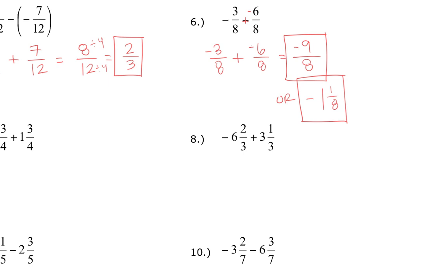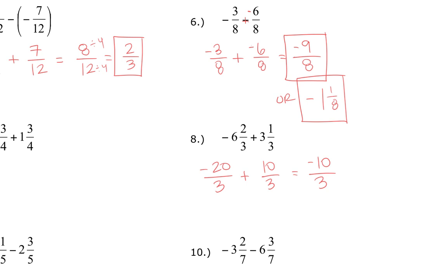So 6 times 3 is 18, plus 2 is 20. So I'm going to make this negative 20/3. Again, I put the negative sign in the numerator. Then the second one would become 10/3 because 3 times 3 is 9 plus 1 is 10. All right, the denominator's already the same. That stays the same as 3. Negative 20 plus 10, I've got different signs, so I subtract. The 20 is further from 0. It's negative, so my answer is negative.